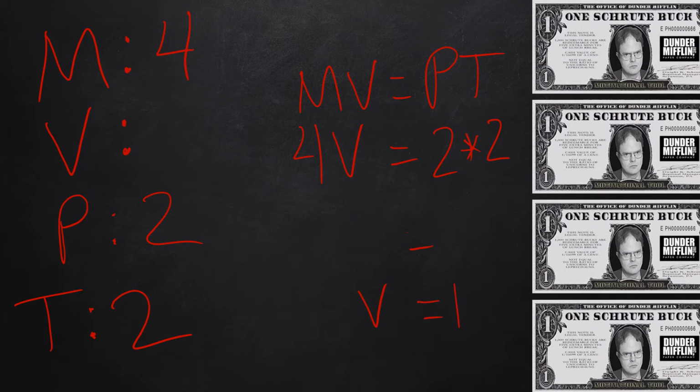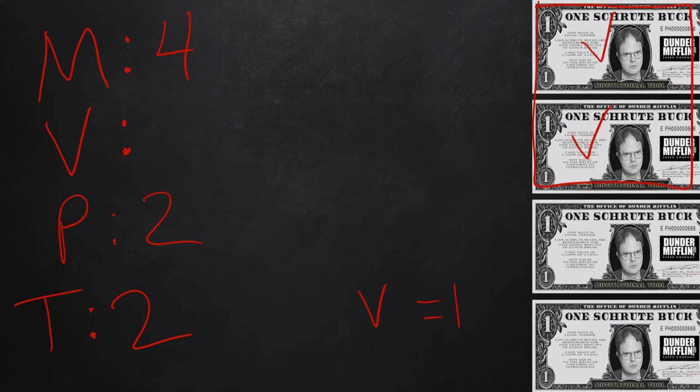That's our velocity. What does velocity mean? It's the average number of times that a dollar bill cycles through the economy. If we look back, both of these dollar bills were used in the first transaction. They were both used once. And then in the second transaction, both dollar bills were used, and they were both used once. So the first dollar bill was used once, second dollar bill used once, third dollar bill used once, fourth dollar bill used once. What's the average number of times that a dollar bill was used?